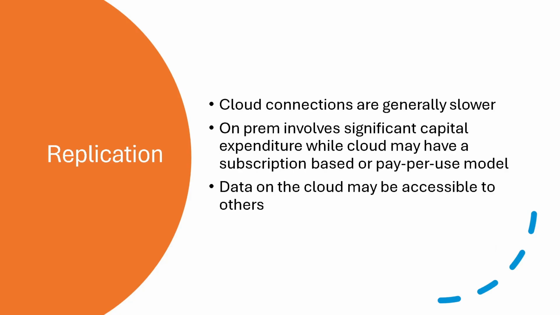Cloud connections are generally slower as compared to on-premises systems, but on-premises systems involve significant capital expenditure as compared to a cloud model, which may have a subscription-based or pay-per-use model. Data on the cloud may be accessible to others as well, as compared to an on-premises system, where the data is accessible only to the organization's employees.